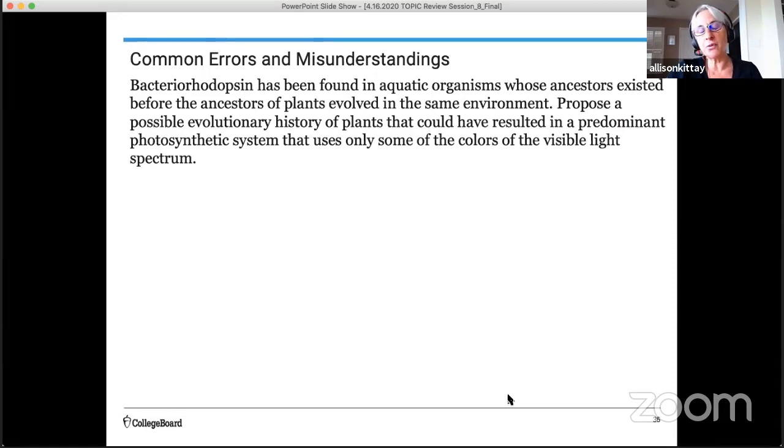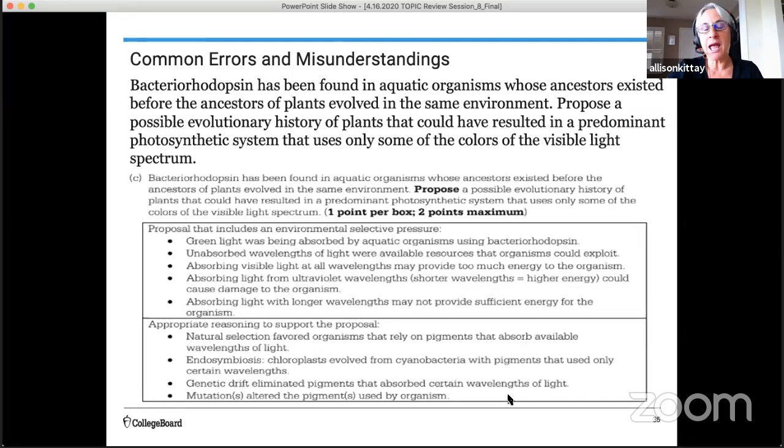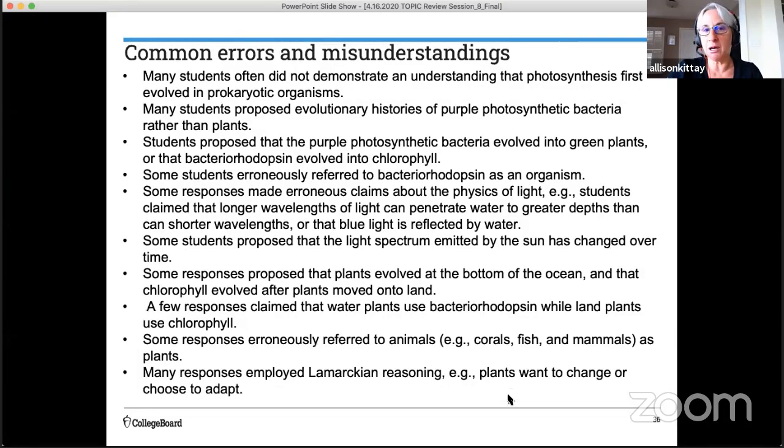This is a former section of a free response question that has to do with bacteriorhodopsin, which is that type of pigment that's found in early photosynthetic systems. And I'm going to share with you the scoring guideline. And then there are some common errors and misunderstandings that you can read through when you read this on your own, because I'd like to move you forward and have you take a look at your homework for tonight. Okay, so go back and look at this and read it on your own.